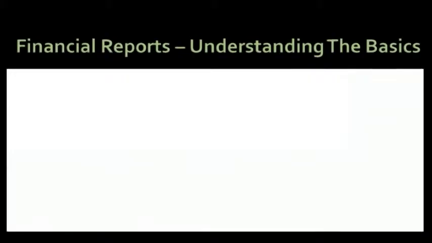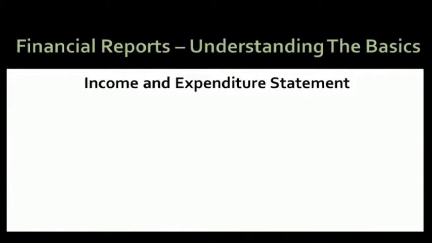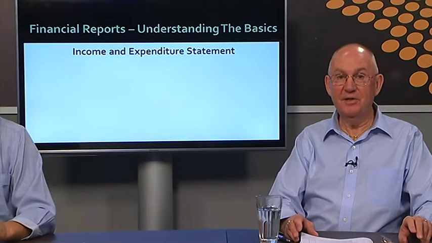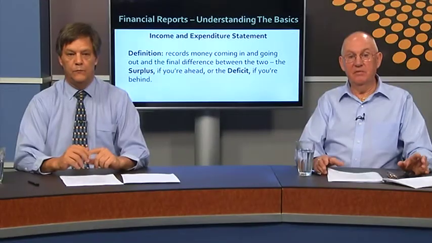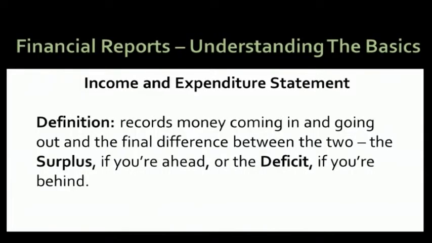Okay, that's great. So having made that decision, let's have a look at understanding financial reports, and we'll start with the income and expenditure statement, more easily pronounced as profit and loss. The definition I have here, Charles, is that it's basically a record of the money coming in and out of the business and what's left over.